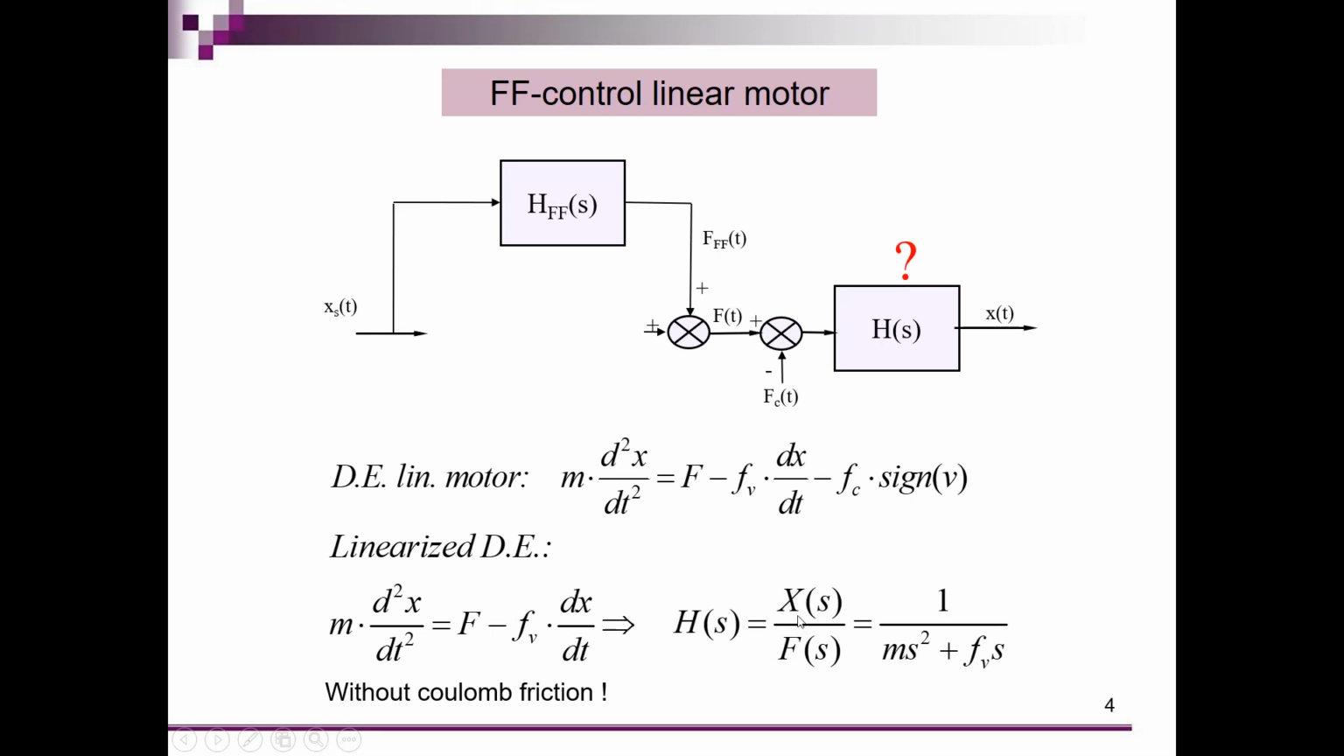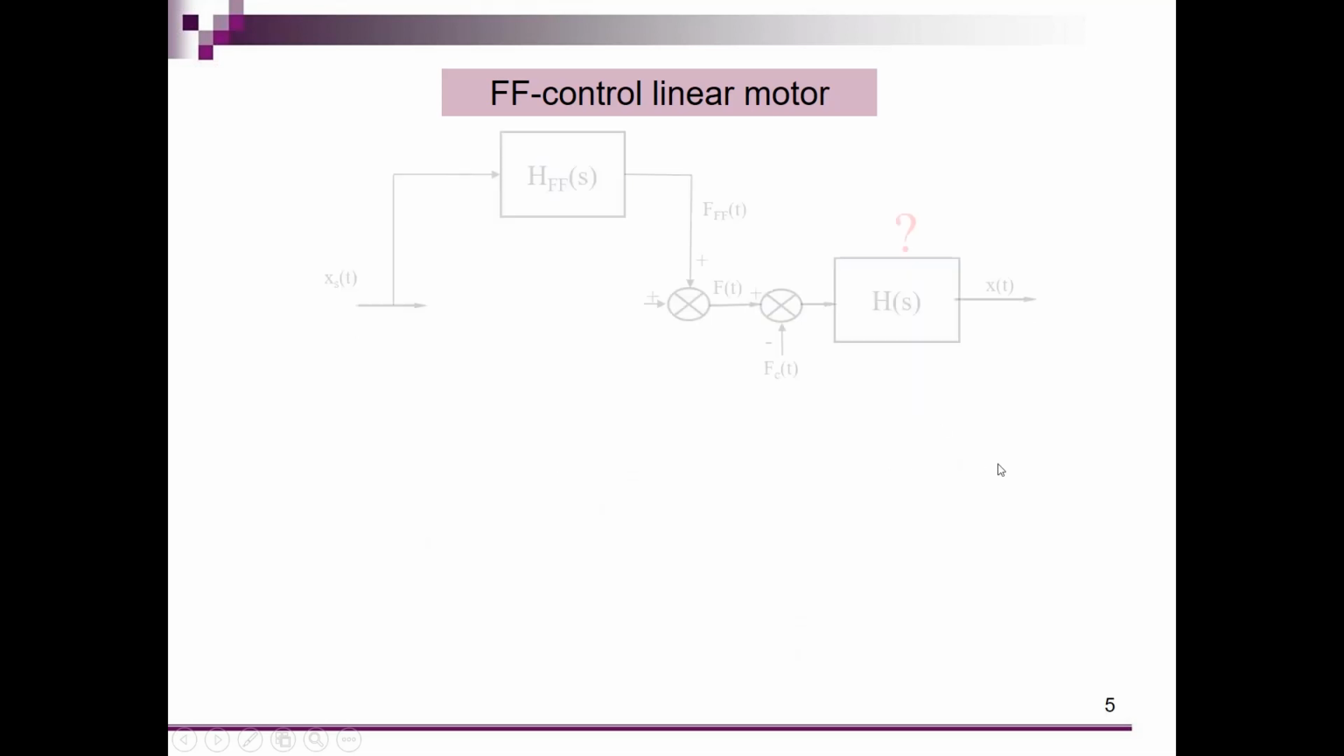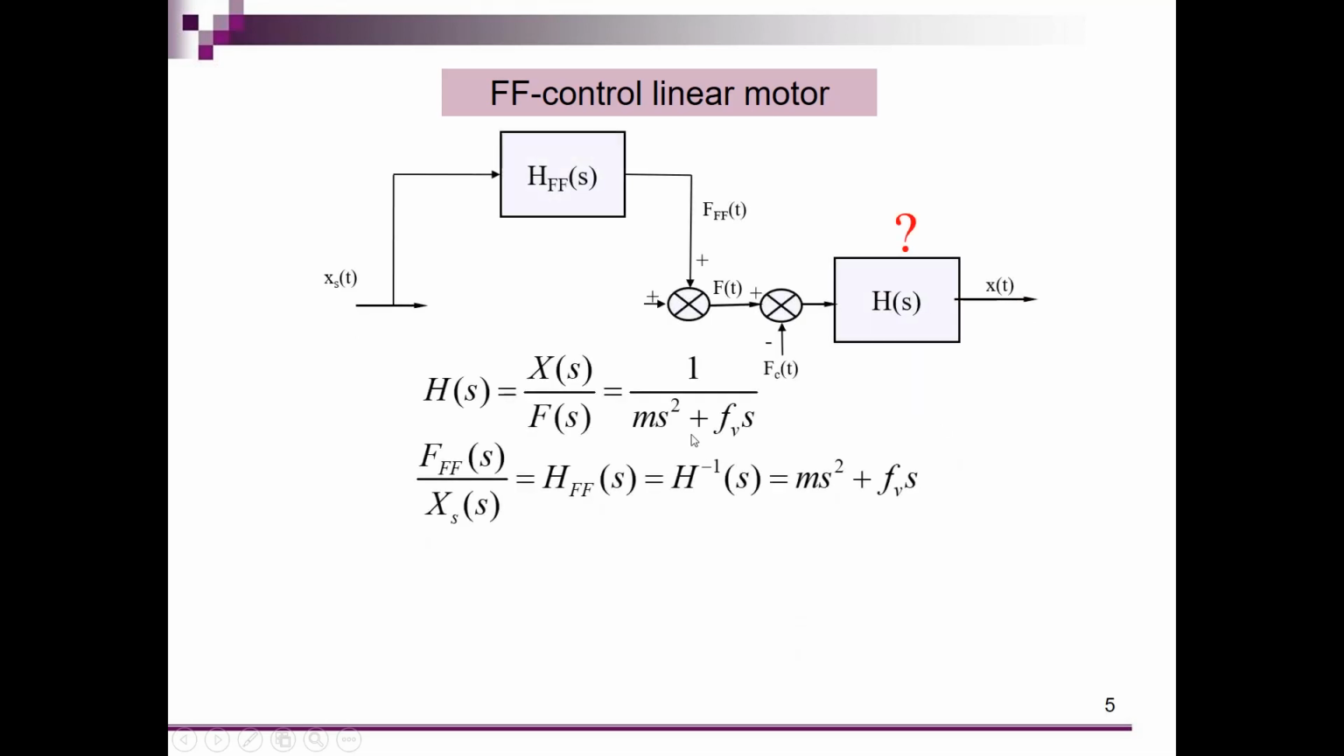So the transfer function H, x over F, is equal to 1 over (ms squared plus Fv times s). That is the transfer function of my system H. So when we have this transfer function, we can say the feed forward has to be the opposite transfer function of this transfer function. So the opposite of this transfer function H.